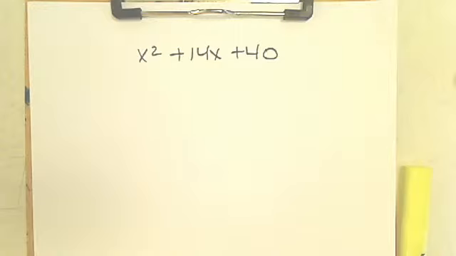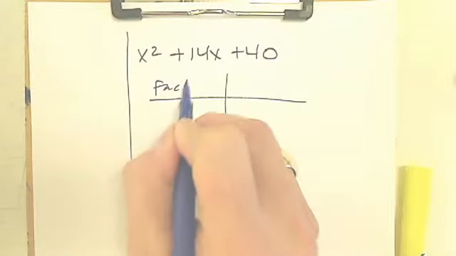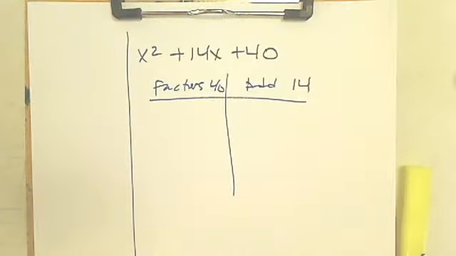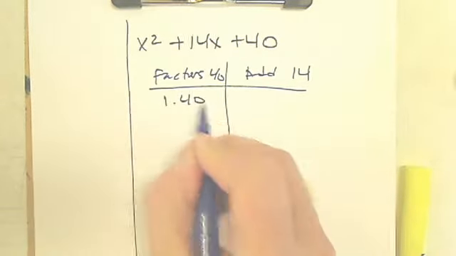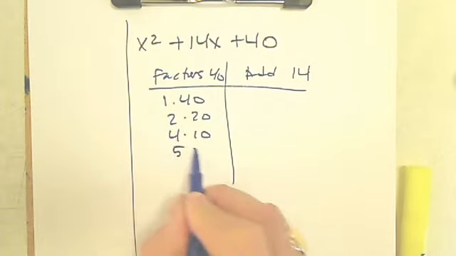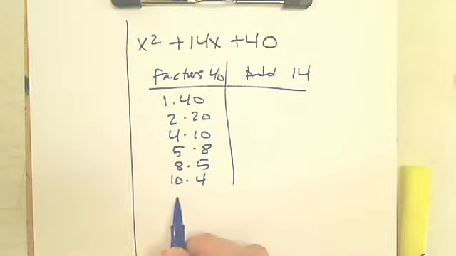So make sure you're listing out all the factors, please. Okay. Let's start with the most obvious factor. 1 times 1? No, not 1 times 1. Right. 1 times 40. Factors of 40 that add to positive 14. 1 and 40. 2 and 20. 4 and 10. 5 and 8. 8 and 5. 10 and 4. 20 and 2, last one.